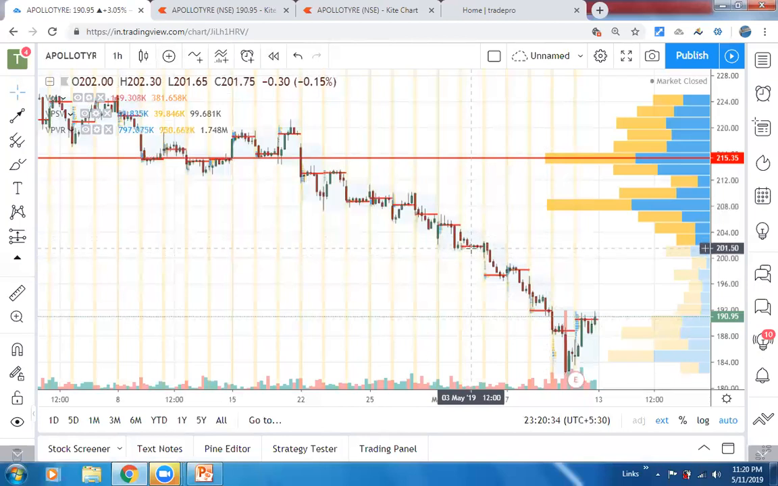If it passes 10:30 a.m. in the morning, you have to keep the day's low as your stop loss. That's very simple, right?